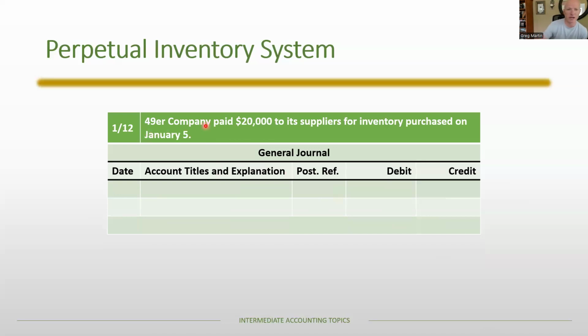49er Company paid $20,000 to its supplier for the inventory purchased on January 5th. The key is that on the 12th, we've already received the inventory. So this isn't new inventory. We're simply paying for inventory that we already received. Whenever we make a payment, of course, it's going to be a credit to cash. On the other side, we are satisfying our liability, so that accounts payable is going away with a debit. I'm not going to go into painful detail about debits and credits, because the hope is by the time you get to this lecture, you're really familiar with them already.